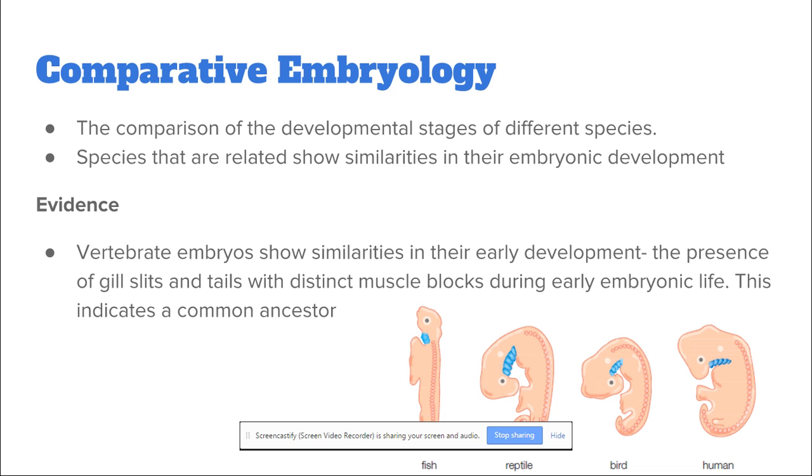The fourth one we have is comparative embryology, and that's the comparison of the developmental stages of different species. Species that are related show similarities in their embryonic development. In terms of evidence, we have a picture here of embryos which show similarities in their early development. The blue here is indicating gill slits, which is one thing that we look for in embryos, and the other is a tail with distinct muscle blocks that appear during early embryonic life, and these indicate a common ancestor.